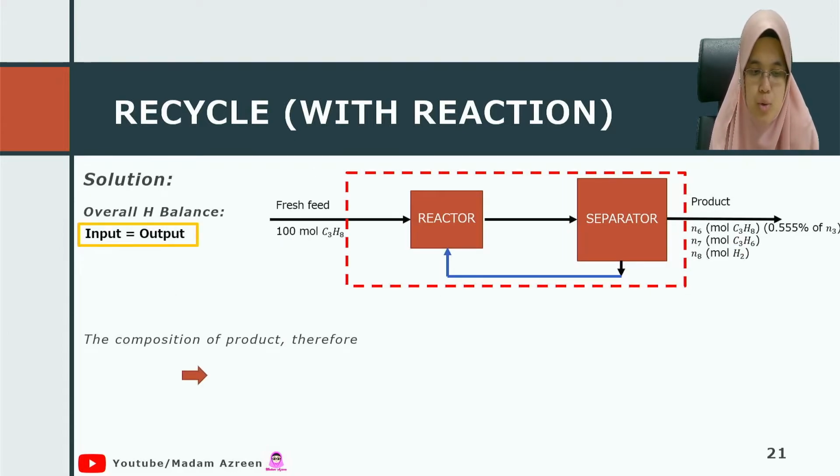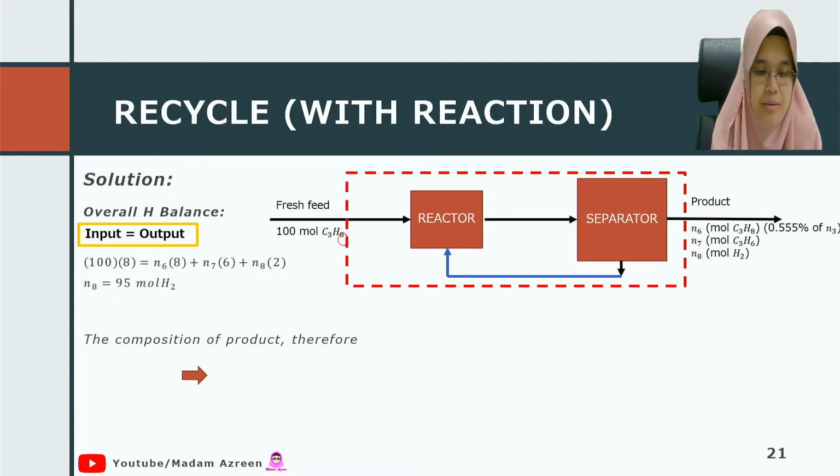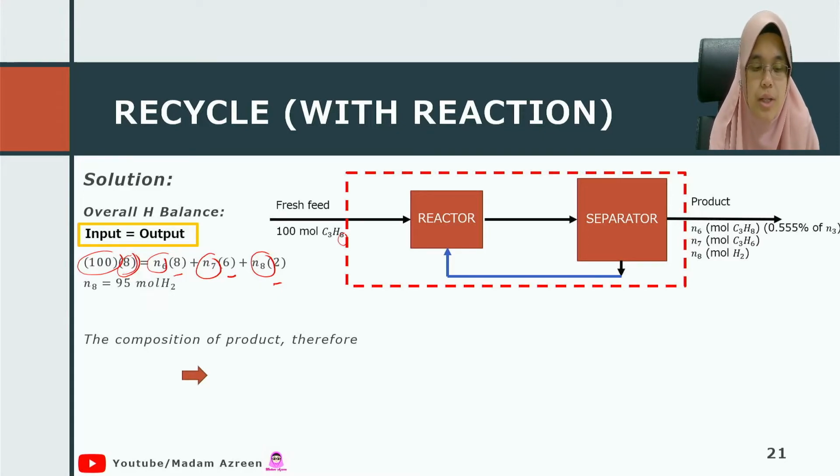Same goes when you have the balance for H. Input equals output, whereby you have 8 times 1 mole, 100 mole. Same goes with your output. You have N6 times 8, you have N7 times 6, and you have another N8 times 2. Because you already know the value of N6 and N7 previously, you can get the value of N8.